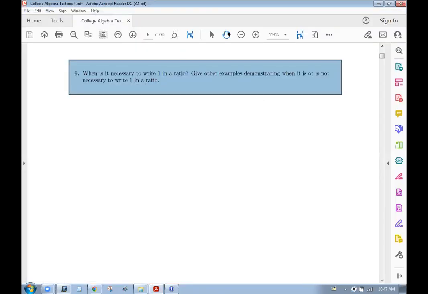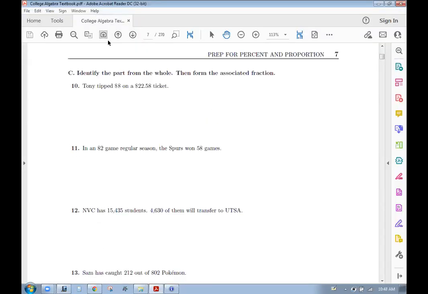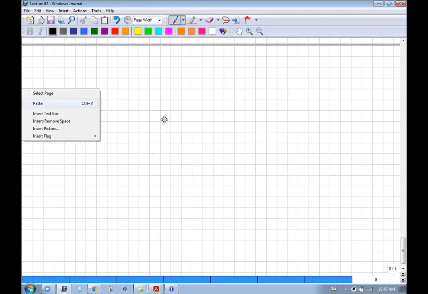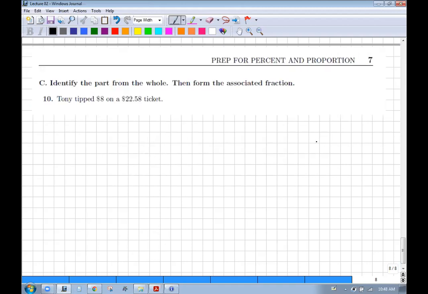Where was it? Okay. Page 7 here. Identify the part from the whole, then form the associated fraction. All right, I'm going to try to decipher what they mean by that.